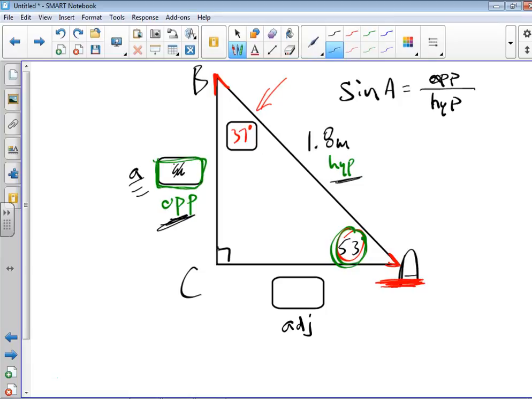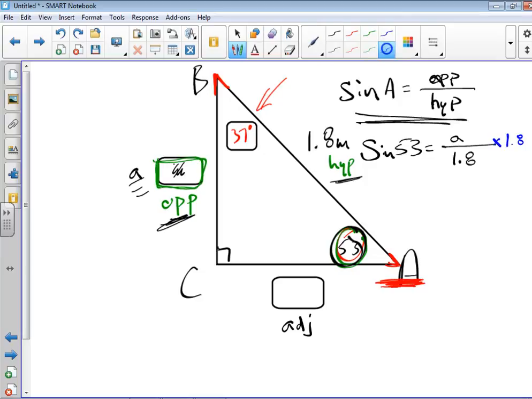Now, that means, remembering that this is what the sine is about, that the sine of our 53-degree angle is equal to little a, the variable for that side, because I don't know it, over the hypotenuse, which is 1.8 meters. So now I have to solve for a. Not a big deal. I'm just going to multiply both sides by 1.8. So a is going to be 1.8 times whatever the sine of 53 is.